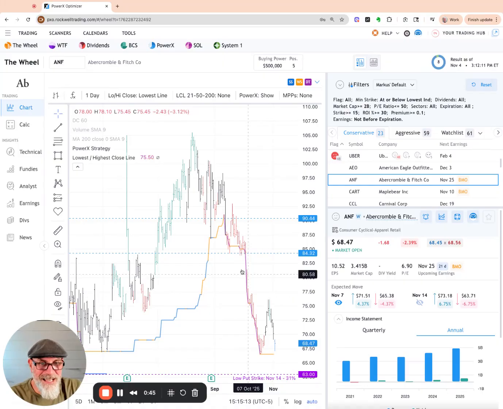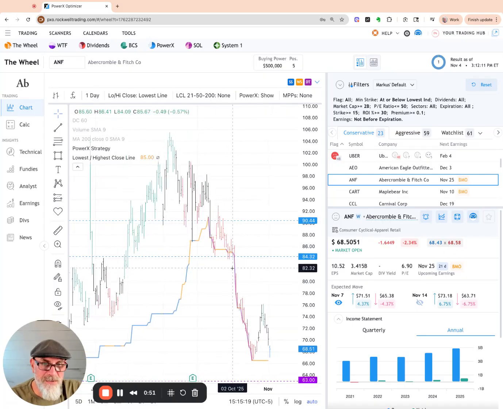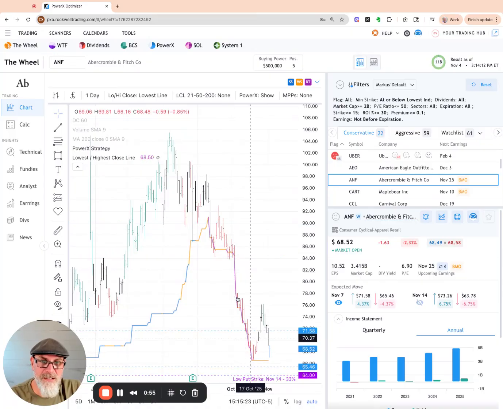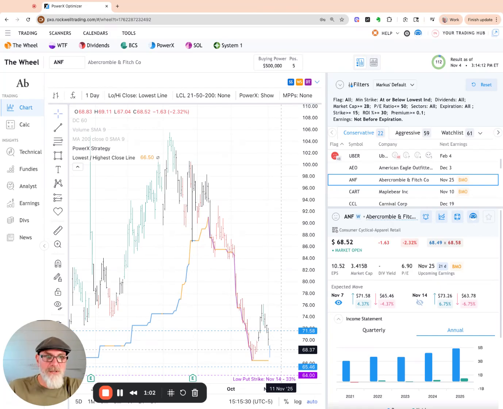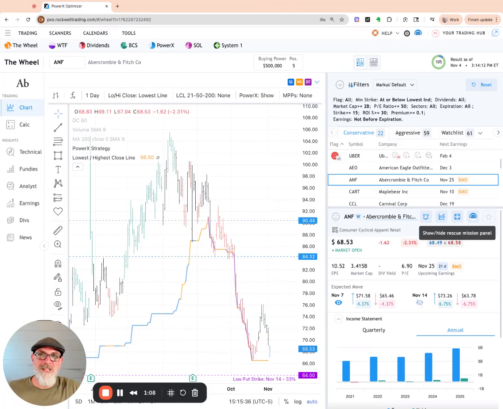And let's say that we've been trading Abercrombie and Fitch, the symbols A and F, and let's just say that we sold the 82 puts here, and then there was this drop, and the stock is now trading at $68.52. As mentioned, we do have a tool called the rescue panel that we can use to sell more puts if that's what we want to do. That's a topic for another video.